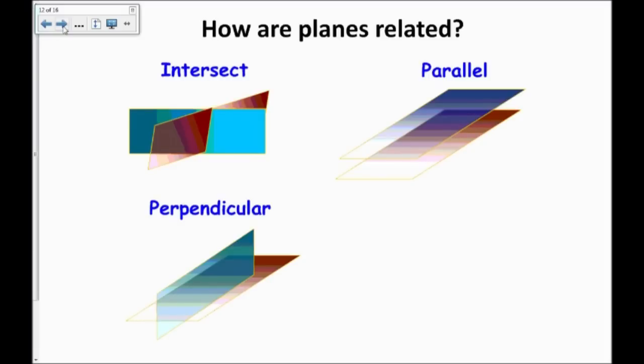Planes can intersect, they can be parallel, and if they intersect, they can be perpendicular if they intersect at 90 degrees. There's no third option. Planes can't be skew because if they're not parallel, they will intersect somewhere.